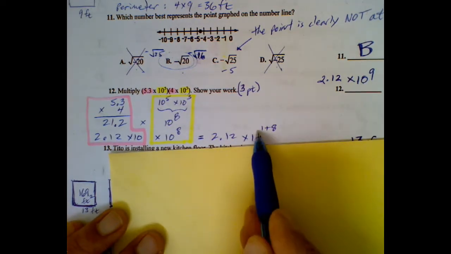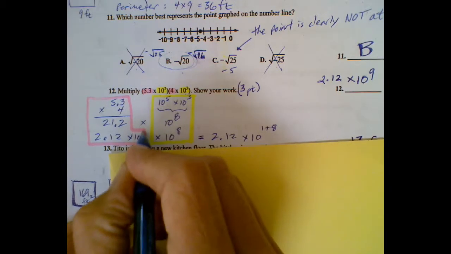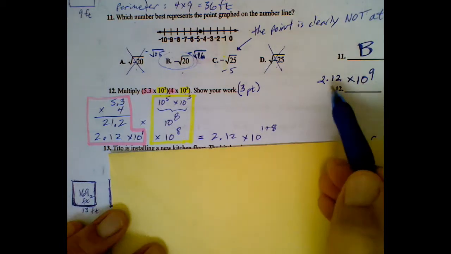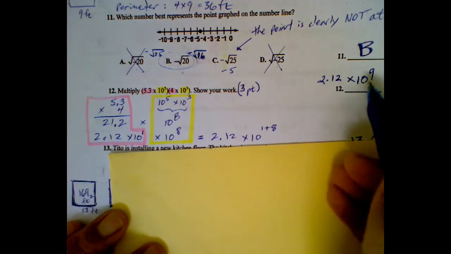2.12 times 10 to the 1, that's this exponent, plus 8, or 1 plus 8 is 9. Correct answer, 2.12 times 10 to the 9th.